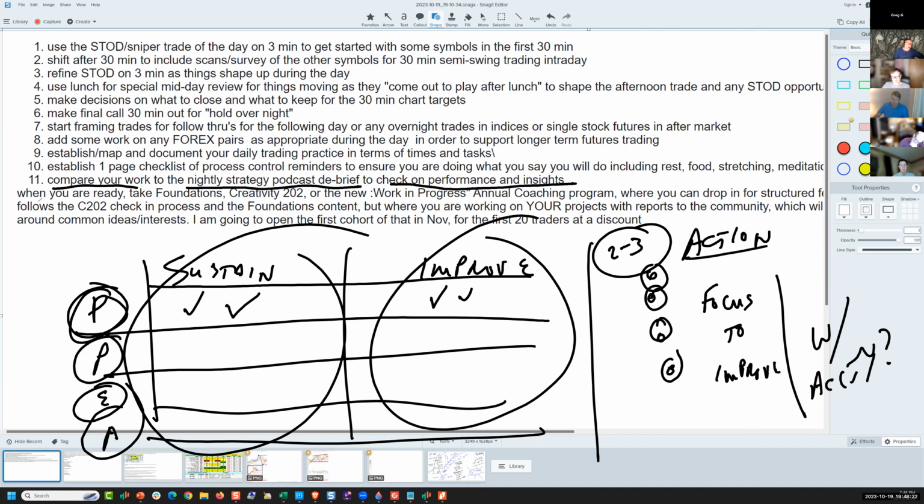And then I told him longer term, when he's ready, take Foundations, Creativity, and a new coaching program I think I'm going to do called Work in Progress, where he can check in and follow up on doing all of these things and use that for his accountability. So that's what, in Foundations, you're here to learn the broad outlines and then focus on a few particular systems that'll get you well started on our path.